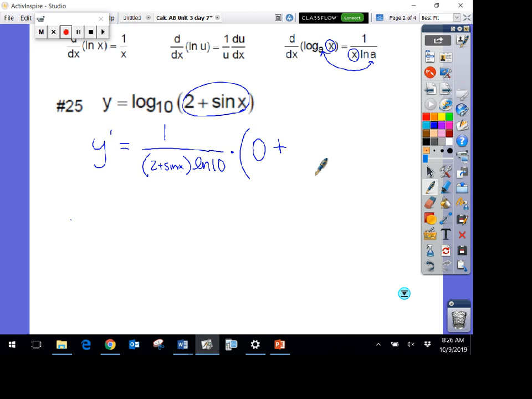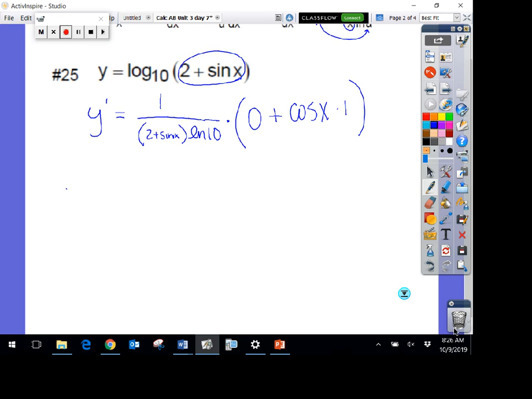Plus the derivative of sine, which is cosine. And then really we could even chain again. The derivative of x is 1, so really we're multiplying by 1 right there, which again we don't have to. You do not have to show this 0. You do not have to show this 1 right there. All right, so y prime equals cosine x over 2 plus sine x times the natural log of 10.